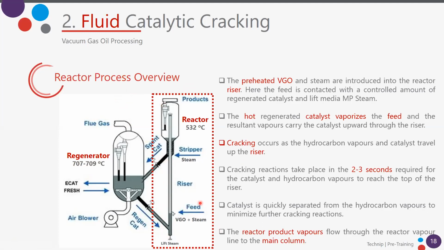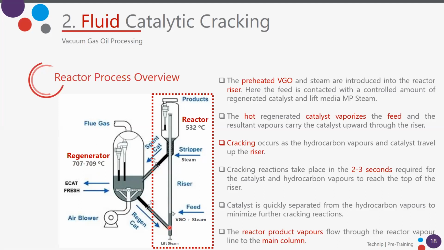We have our feed, that is the vacuum gas oil, hydrotreated and preheated. And we have some steam that is called the atomization steam, that goes through these nozzles into the riser. And we have our regenerated catalyst from the regenerator, with less than 0.05% of coke, at this temperature, very hot catalyst coming here, and some lift steam to help with the movement and fluidization of the catalyst.